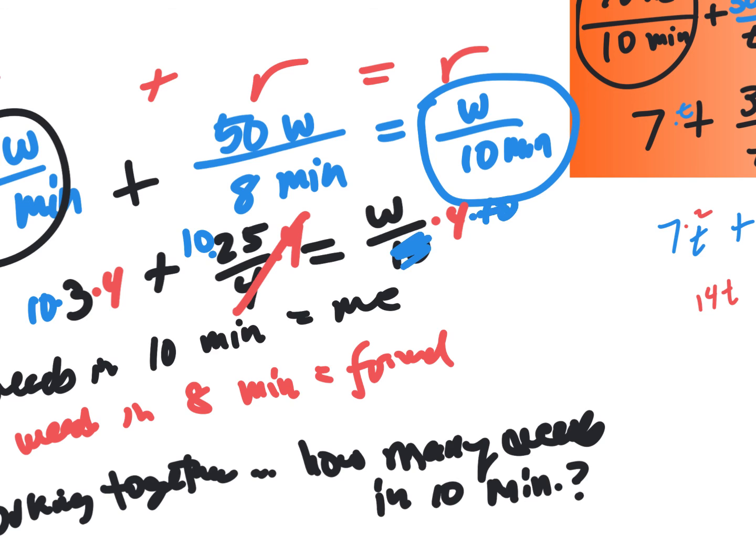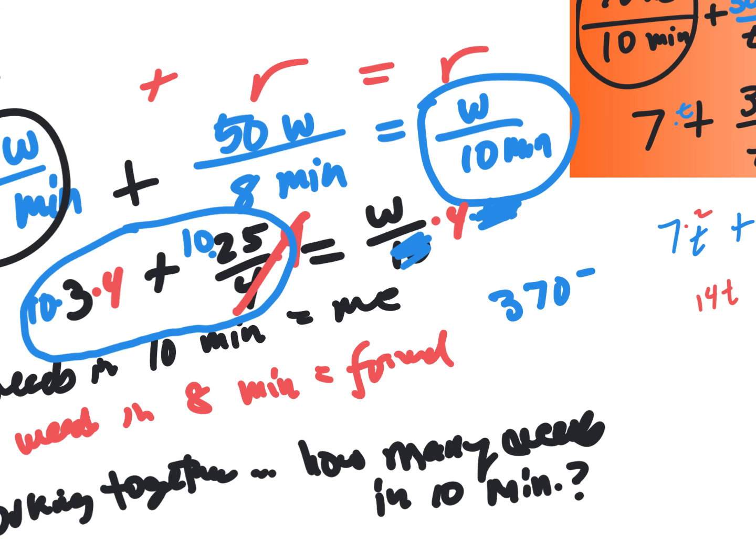And that cancels that. And I got 120 plus 250. Is that 370, I think? Equals 4W. Divide by 4. Whatever 370 divided by 4 is.